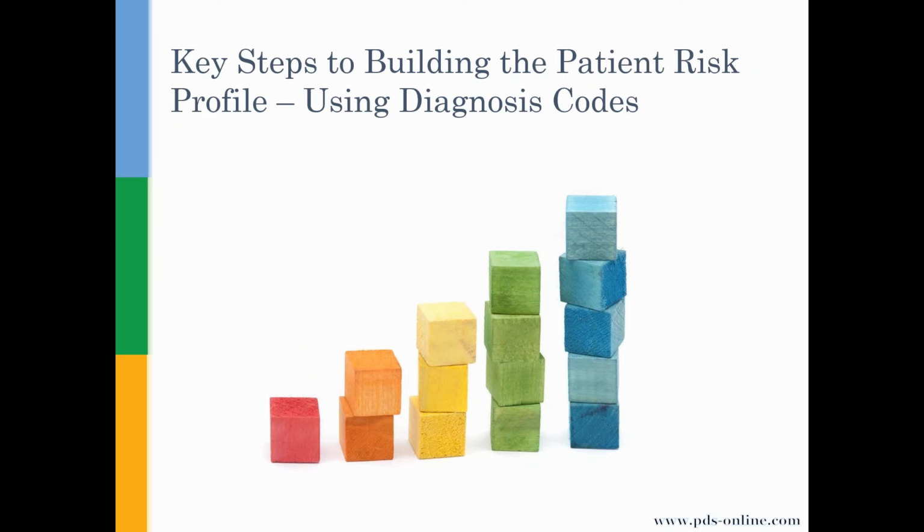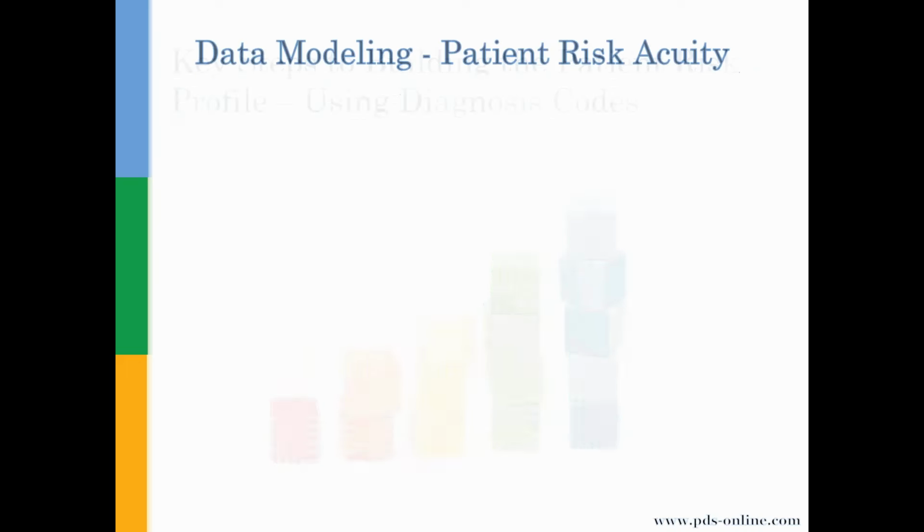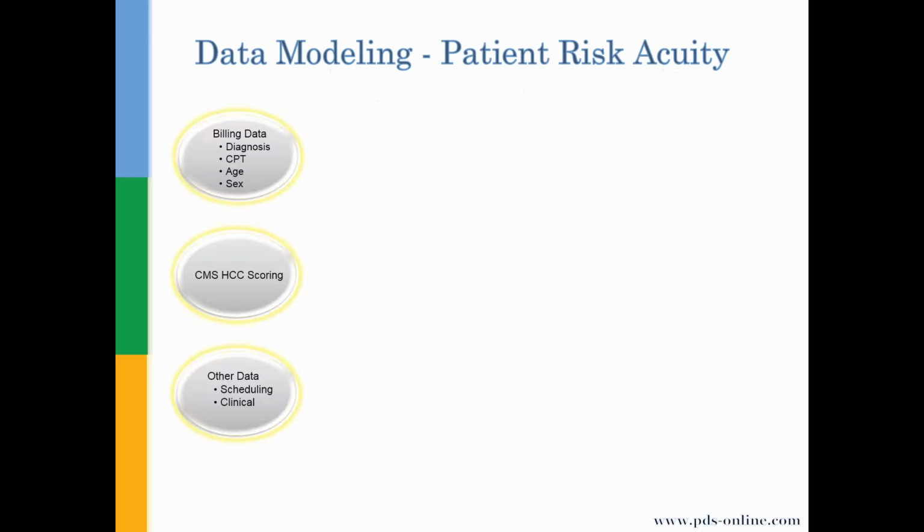So let's break that down further. How do we go about building out the patient risk profile, and where does the data come from? As I previously mentioned, we have to be able to pull in data, and we already have the data, but the data we have does not at all tie in or hook into building risk scores. So where do we get that data?